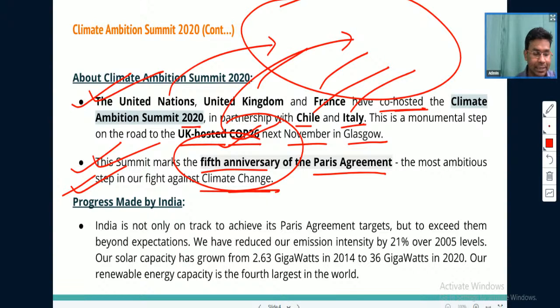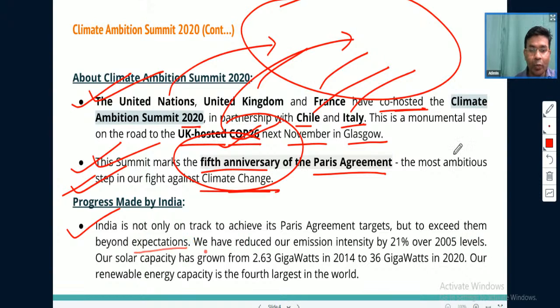We are going to discuss that. These efforts were highlighted by the Prime Minister of India in the Climate Ambition Summit of 2020. The Prime Minister said that India is not only on track to achieve its Paris Agreement targets but to exceed them beyond expectations.